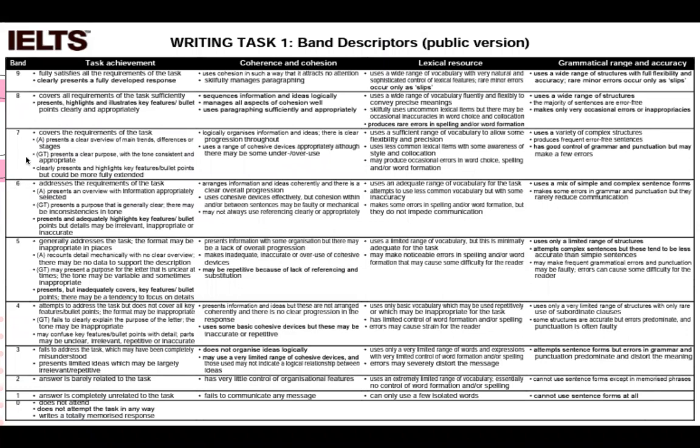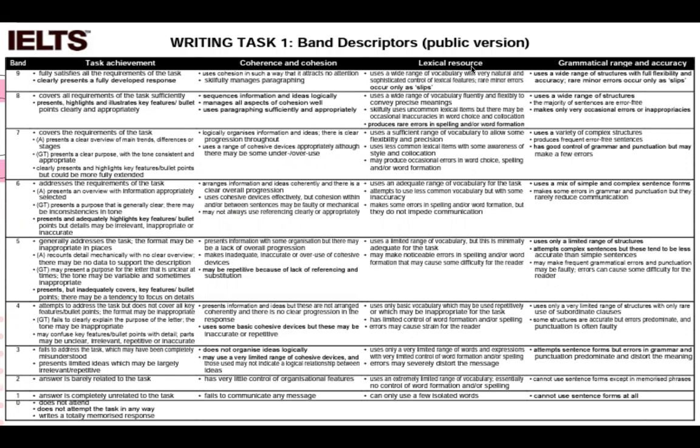I usually just look at 6, 7, 8, and 9 because those are the most common ones that people get. Task achievement, coherence and cohesion, which is where the cohesive devices are and how well you're structuring your paragraphs and making them connect to each other. That's what this means.